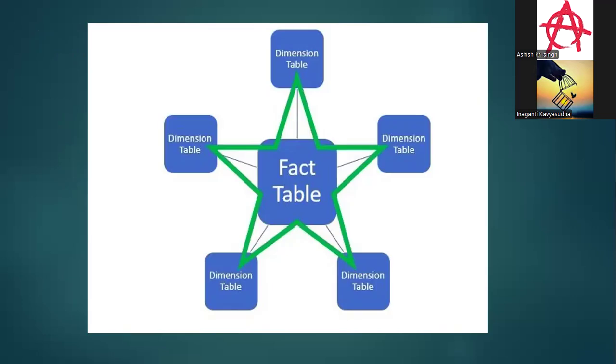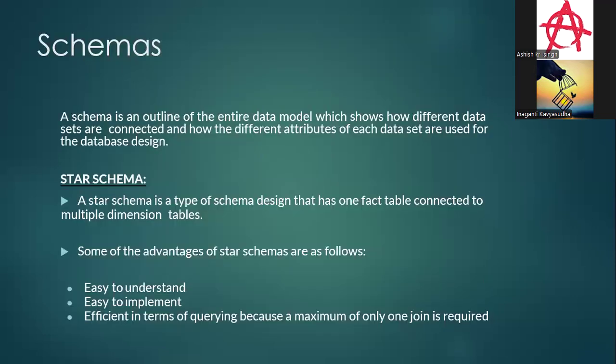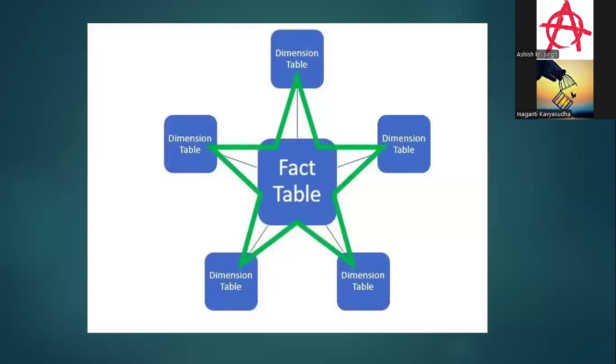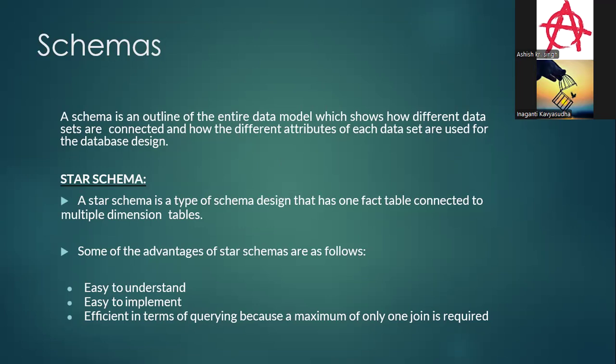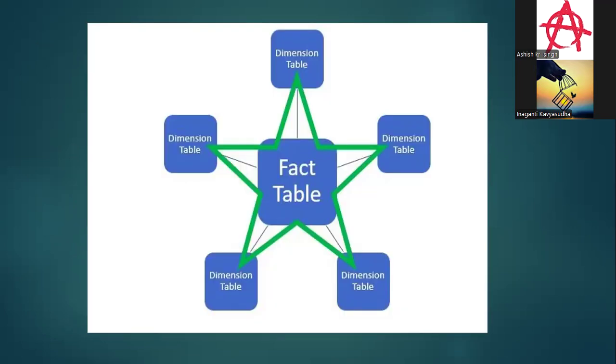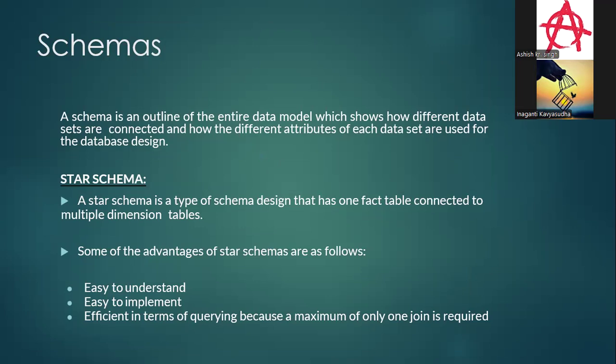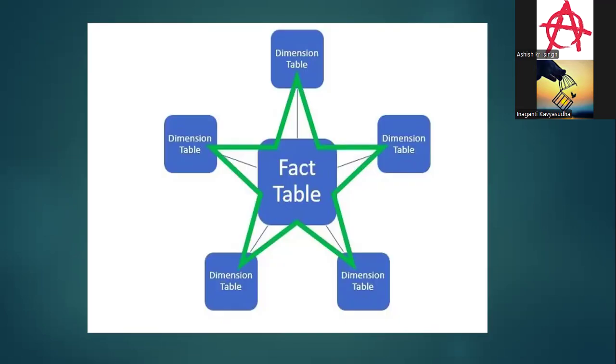There are some advantages of using star schema. First one is that it is easy to understand. Why? Because you can see there is just a single fact table directly connected to the dimension tables. It is also easy to implement as the design is very simple, just a single fact table and multiple dimension tables. And it is efficient in terms of querying because a maximum of only one join is required. As we can see, all the tables are directly connected, so we just need a single join to fetch the data from the two tables.